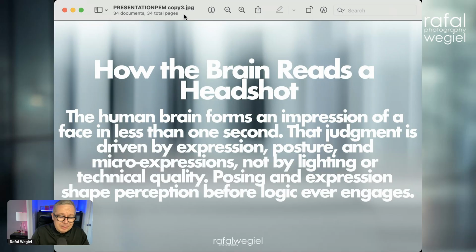Our brain automatically makes this kind of message, what we feel about a person, what we feel about an image. And this is crucial because it happens instantly. And I'm sure a lot of us experience that. We see the image and we right away either like it or we don't like it. And we even have a hard time expressing why.